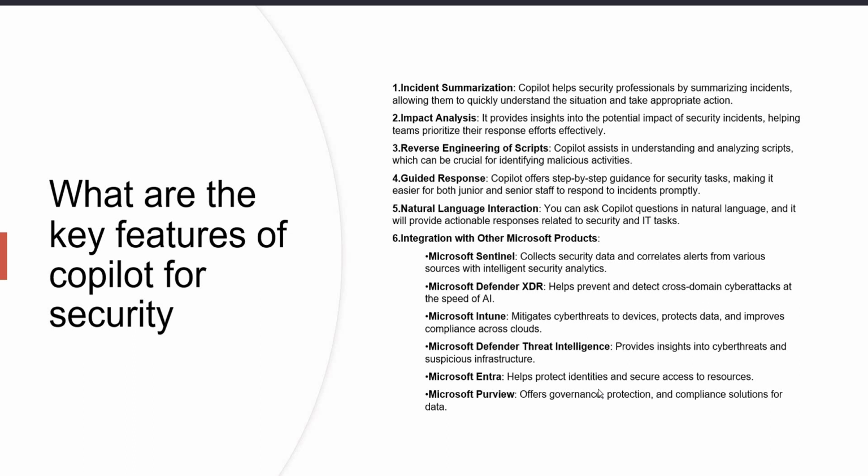And the other key feature of Copilot for Security is that it supports integration with other Microsoft products, which are native, as well as third party. That integration is also possible. So to name a few of the products which Copilot for Security supports: Microsoft Sentinel, Defender XDR, Microsoft Intune, Defender Threat Intelligence, Microsoft Entra, Purview. So in our demo, I have covered Sentinel integration, Defender integration, and Entra as well. So we'll see. I have to exhibit a few data as well, which I will show you how it works, the guided response part, and the Sentinel integration part, etc. So let's proceed further.